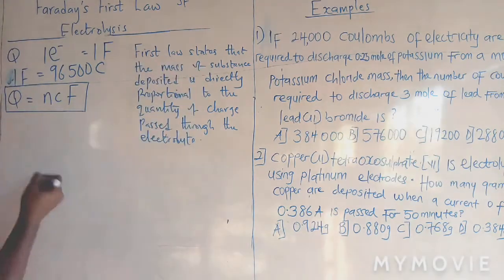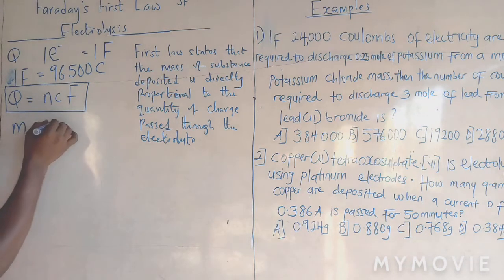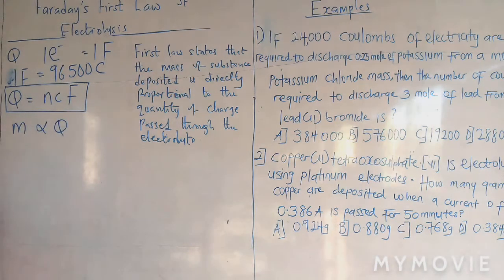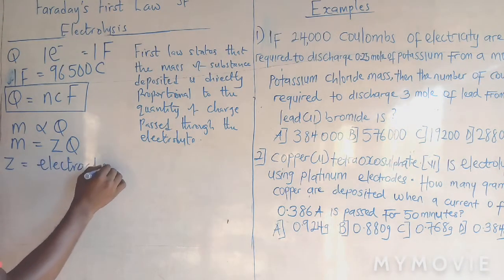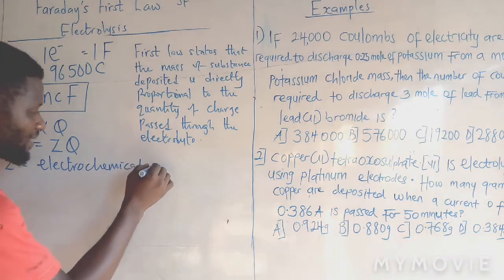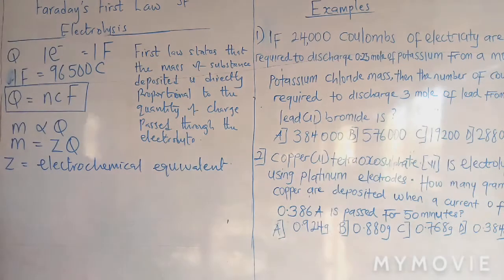From this law, mass M is directly proportional to the quantity of charge. So as a result of that, mass is equal to ZQ. Z is called electrochemical equivalence. It is a constant.